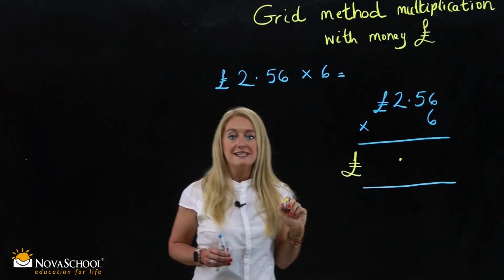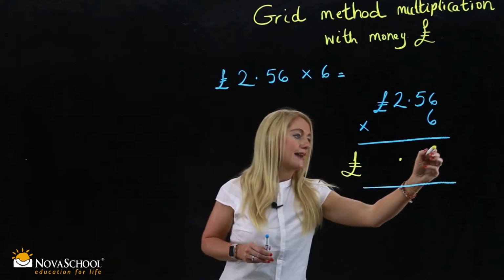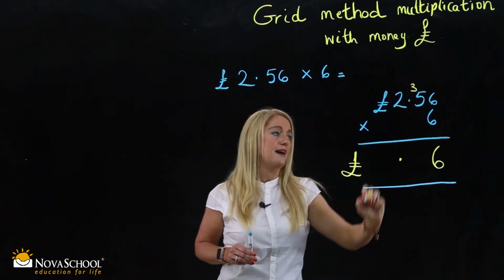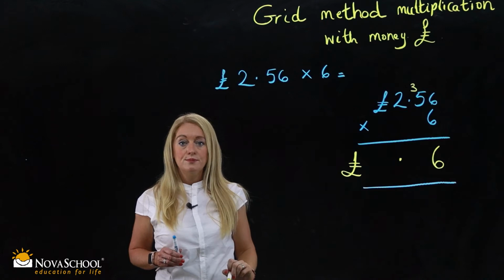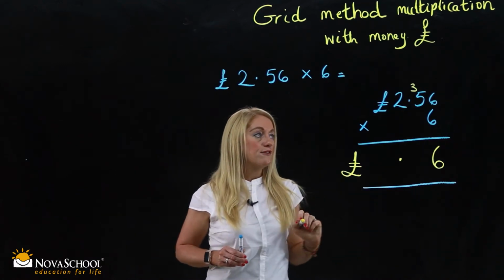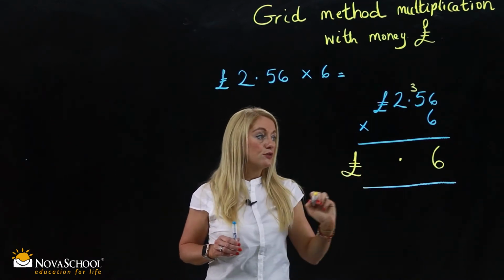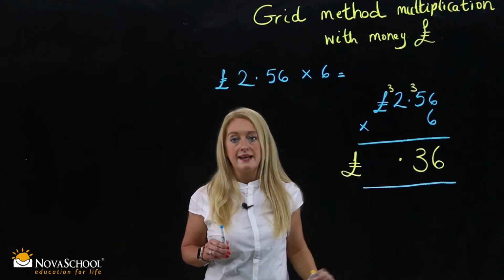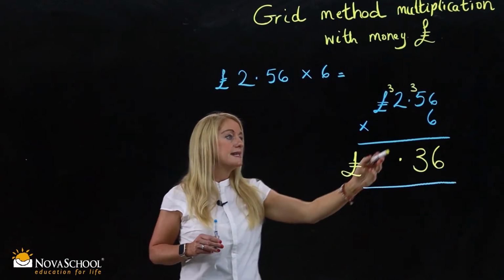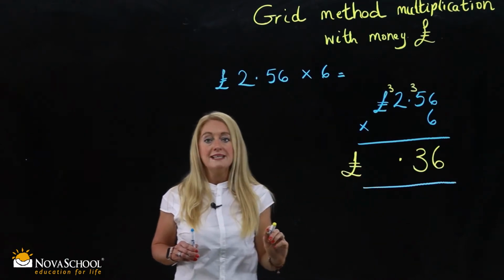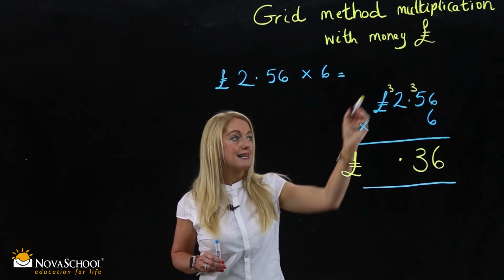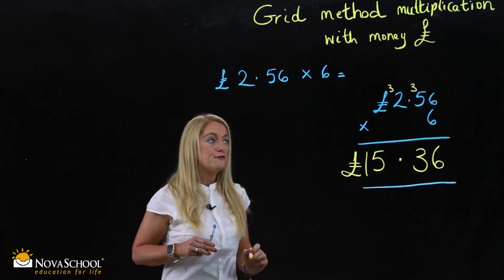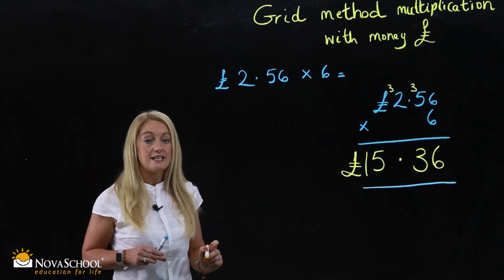Here we go. 6 multiplied by 6, 36, correct. We pop the 6 here and we put 3 up here next to the 5. What do we do now? Good, 6 times 5 is 30. Add in your 3, 33. Pop your 3 up here next to the £2. Good. 6 multiplied by 2 is 12. Excellent. Add in the 3. We have 15. Final answer, £15 and 36 pence.